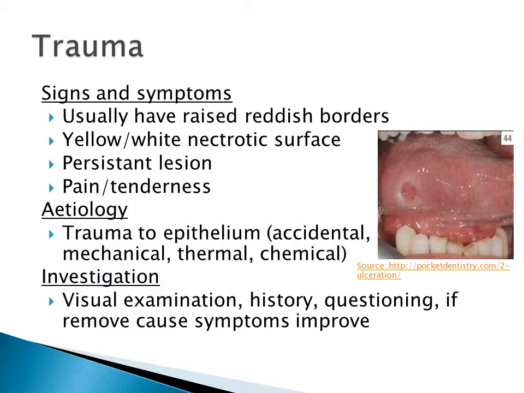Xerostomia, which may cause decreased hydration, which increases friction and can cause smooth margins to be traumatic, may be predisposed to more infections. Investigations include remove cause to see if symptoms improve, biopsy if tongue does not resolve in a few weeks.